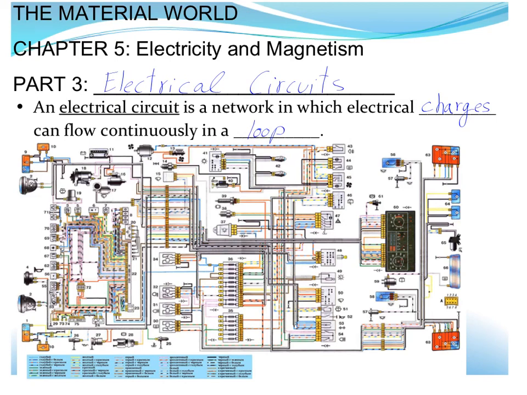This video lesson is for Chapter 5, Part 3, Electrical Circuits. An electrical circuit is a network in which electrical charges can flow continuously in a loop. And the one on this diagram is the electrical circuit of a car. Now, the ones we're going to learn about are way simpler than that one.